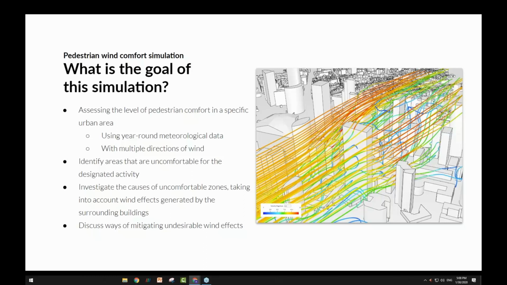From then, we're going to identify areas where it's uncomfortable for a specific activity. And we're going to investigate, okay, why is this uncomfortable at this particular location? We are going to see different phenomena. It's going to be very interesting to see also visually what is happening. From what we observe, we're going to discuss how we can minimize these effects and how we can make the environment for pedestrians more comfortable and most of all more safe.